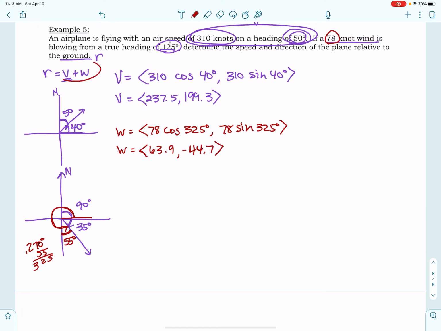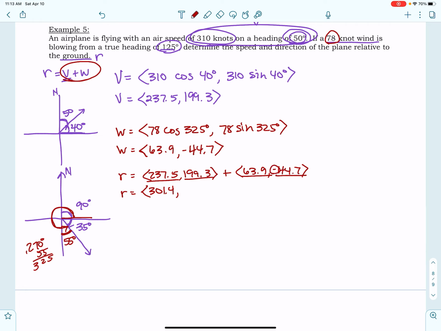And then, of course, I have to find this relationship. So R is equal to 237.5 and 199.3 plus 63.9 and negative 44.7. So this plus this gets added together, and I end up with 301.4. This and this add together. Notice this is a negative, so I get 154.6. Okay, now I'm going to use this to find the direction and the speed.